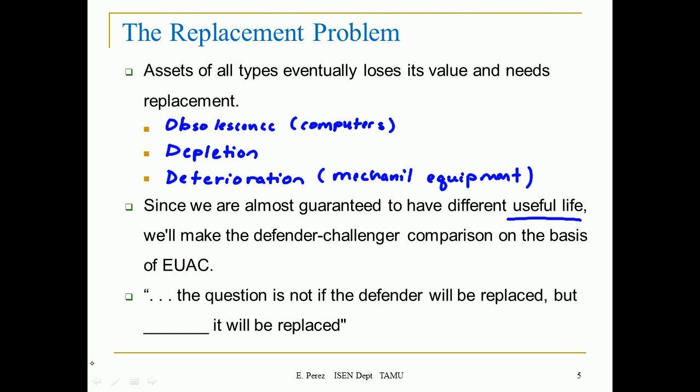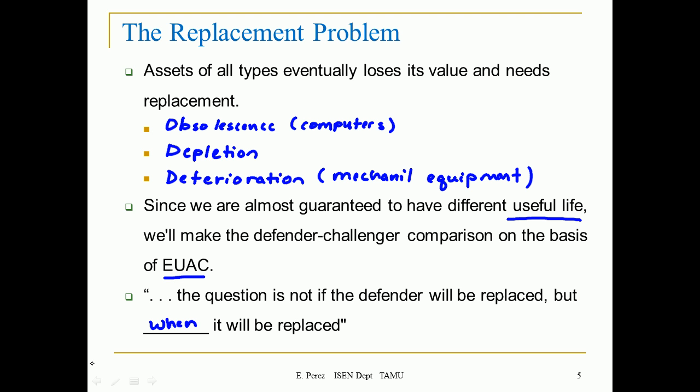So we will make the Defender Challenger comparison on the basis of the equivalent uniform annual cost or cash flow. As you remember, for this technique, you don't need to have the same time horizon or the same time period for comparing alternatives. You can use a different one, and that's one of the advantages of this method. So the question is not if the Defender will be replaced, but when it will be replaced.